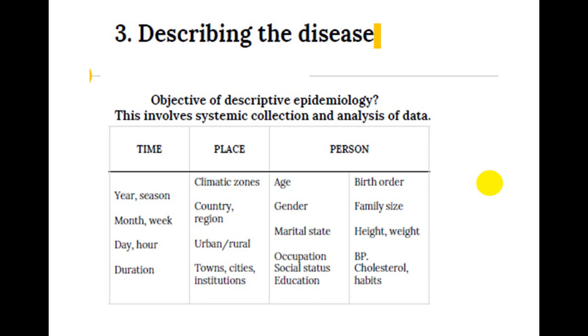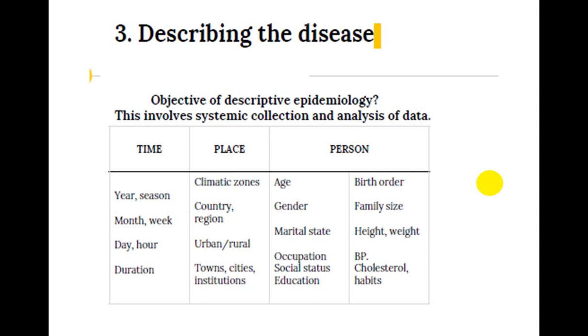Describing the disease. The primary objective of descriptive epidemiology is to describe the occurrence and distribution of disease or health-related events or characteristics within the population by time, place, and person, and identifying those characteristics associated with presence or absence of disease in individuals. This involves systematic collection and analysis of data. The epidemiologist in descriptive studies makes only an initial separation or grouping of variables according to time, place, and persons, and not classification of causal factors.